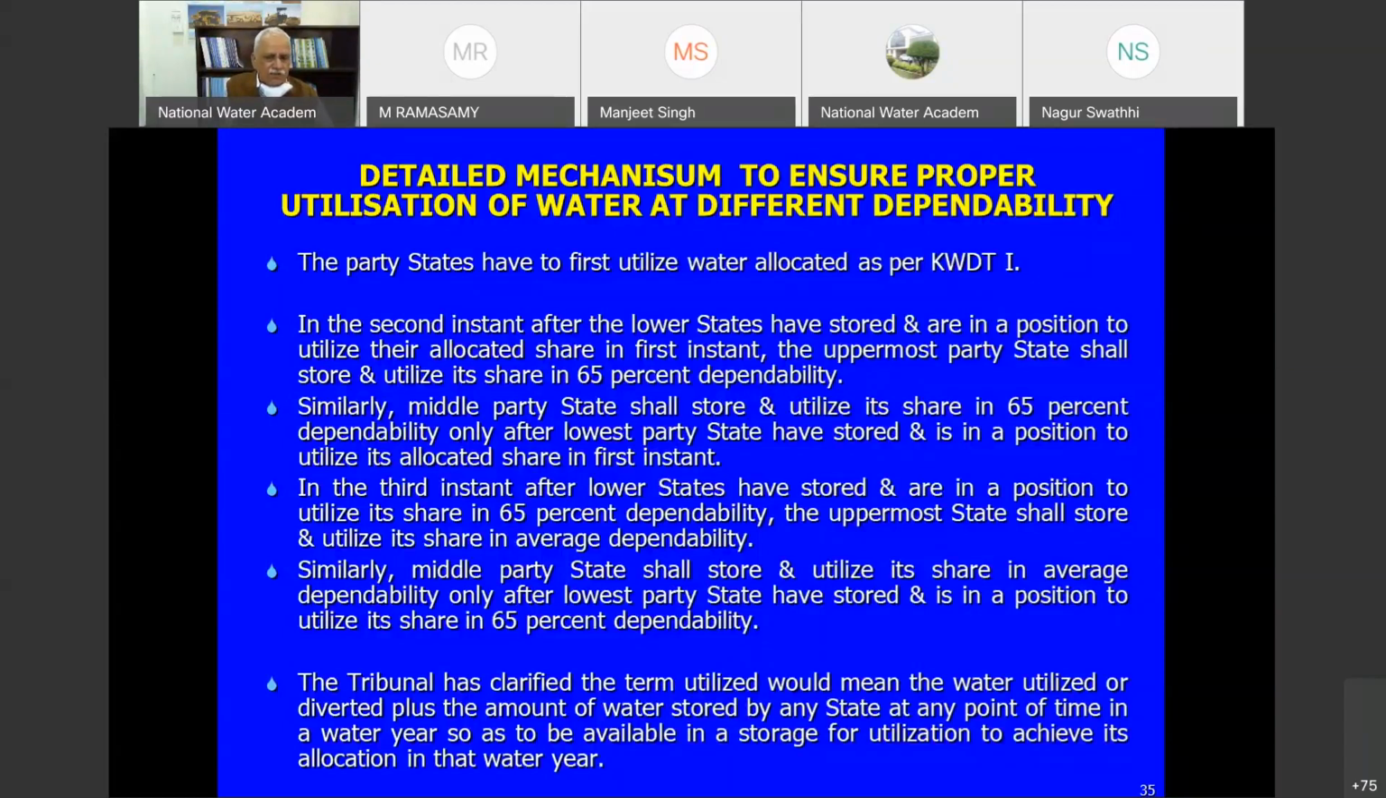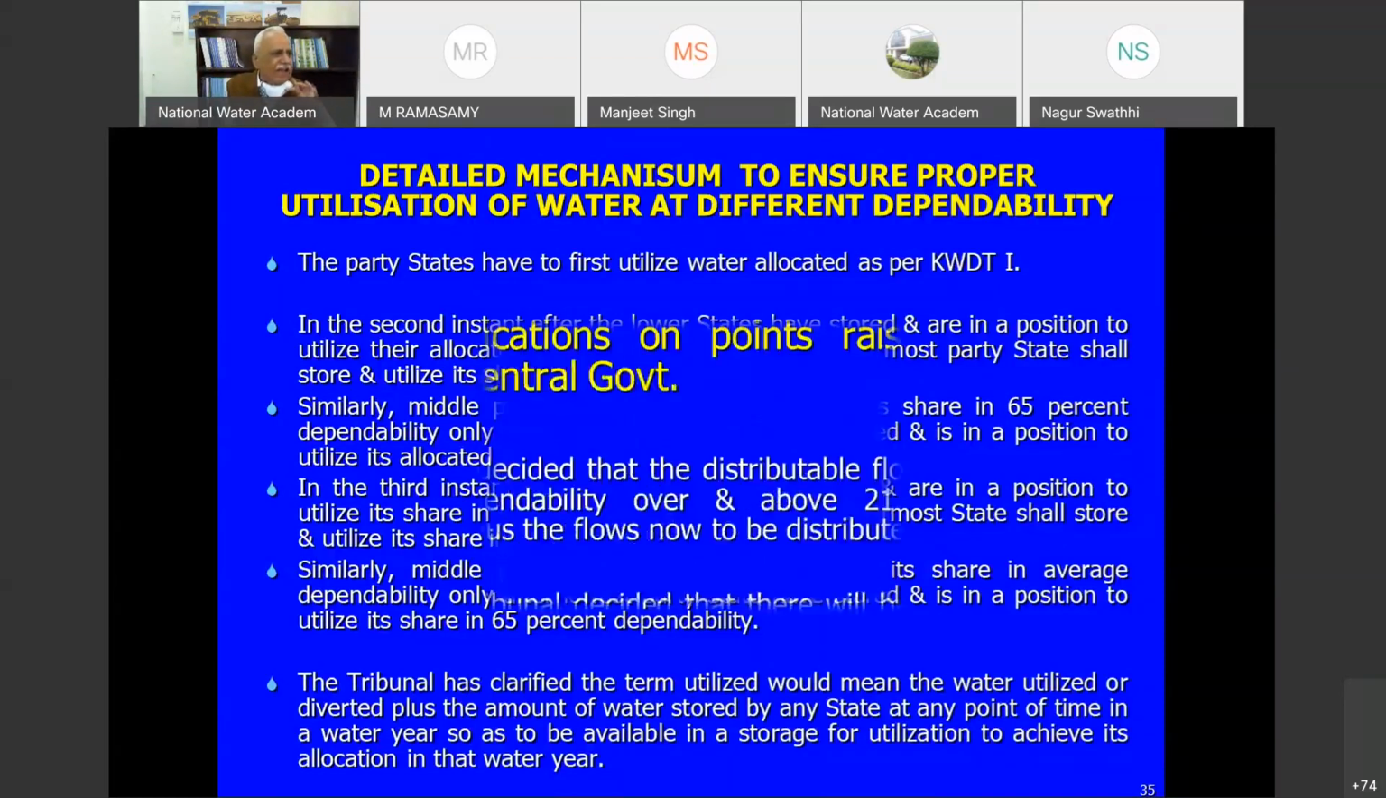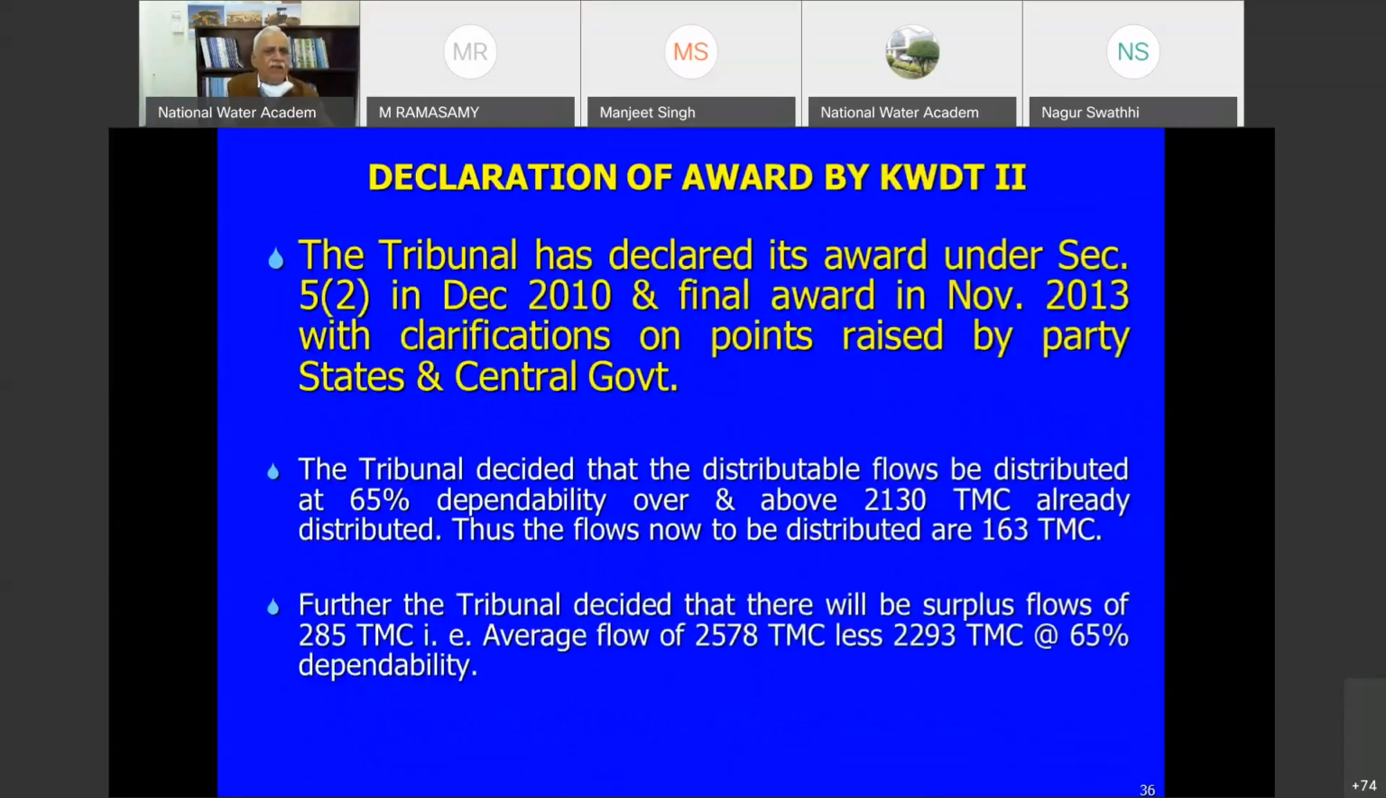In earlier slides, I have shown you that the water which has been diverted for actual use is the use considered by KWDT 1. Whereas KWDT 2 has clarified that the term utilized would mean the water utilized or diverted plus the amount of water stored in the state at any point of time in a year, so as to be available in storage for utilization to achieve its allocation in that water year. So this is a clear-cut distinction about utilization made by this Honorable Tribunal.